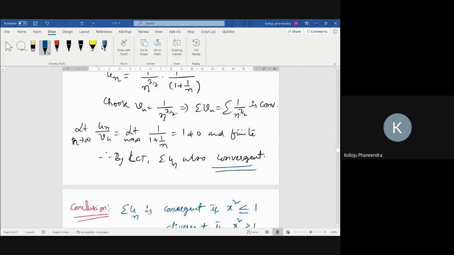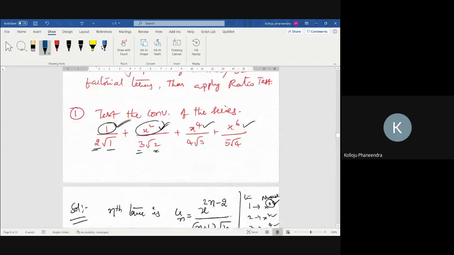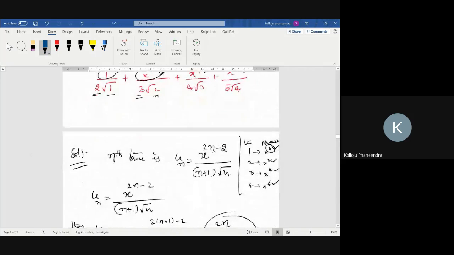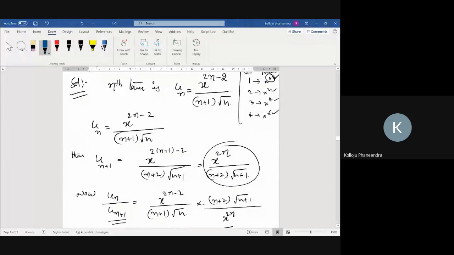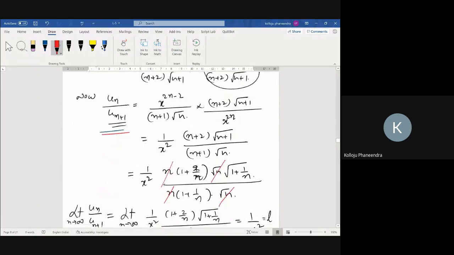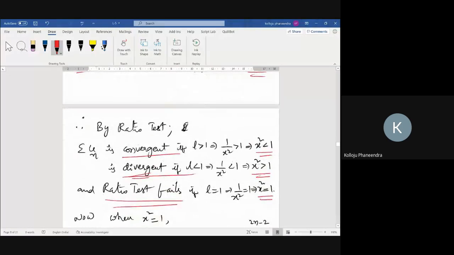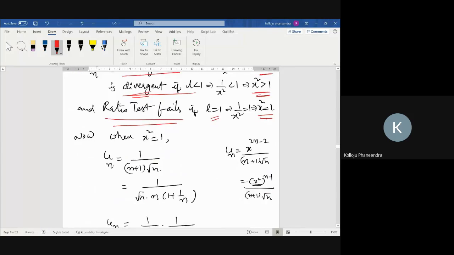Just check out once again. Firstly, since the given series is containing increasing powers of x, I have to apply ratio test. I have written nth term and n plus 1th term. Next, take the ratio. Okay, after simplifying this ratio and applying limit, I'm getting L value as 1 by x square. So by ratio test, I have given the conclusions when L value greater than 1, less than 1, conclusions are given. But when L equal to 1, test fails. That is x square equal to 1, test fails.